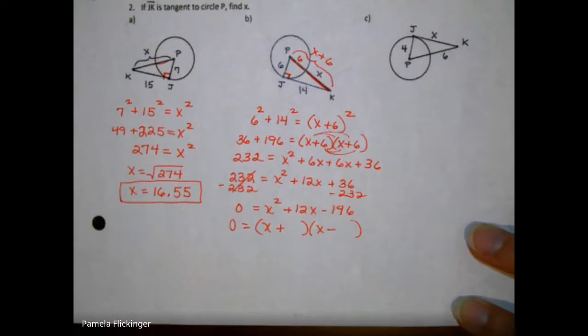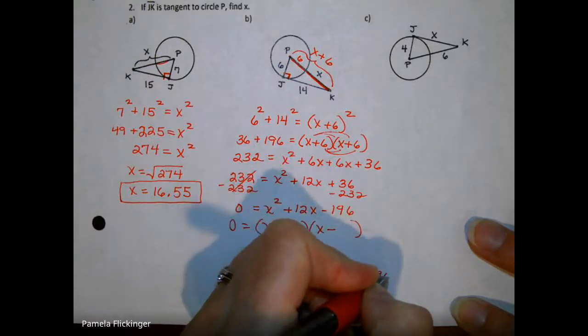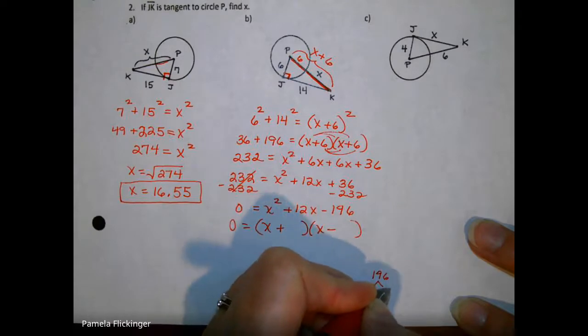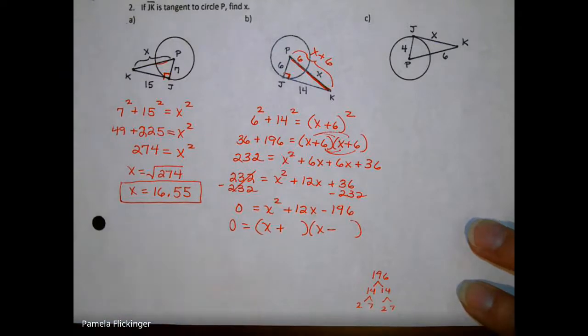And I know 14 and 14 works, but that's not what we want. So I've got 7 and 28. That's not going to work. Wish I had my graphing calculator with me. Let's see here. So we've got 14, 14, I've got 2, 7. I tried 4. Let's see.